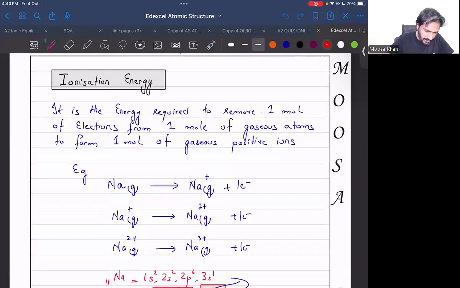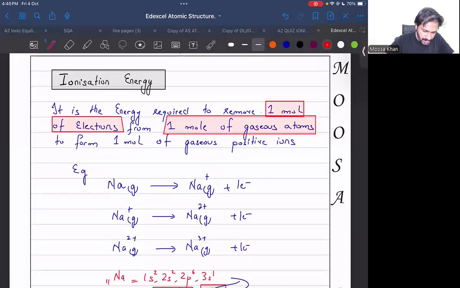Whenever we have to remove 1 mole of electrons from 1 mole of gaseous atoms, it is important that you write 1 mole with 1 mole of electrons and 1 mole of gaseous atoms to form 1 mole of gaseous positive ion. These 1 moles are very important. If you just miss writing 1 mole, then surely he will deduct your marks.